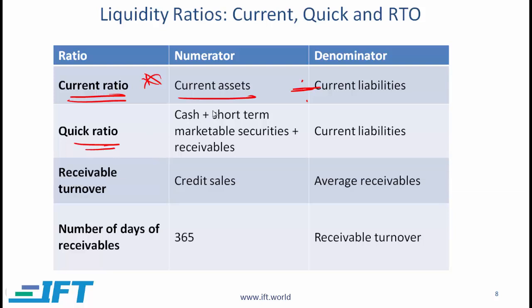The quick ratio has the same denominator, which is the current liabilities, but in the numerator we do not include inventory, because if for a given company the inventory is obsolete or it is not very liquid, then we want a ratio that does not include inventory. In some textbooks, you will see the quick ratio written as current assets minus inventory.